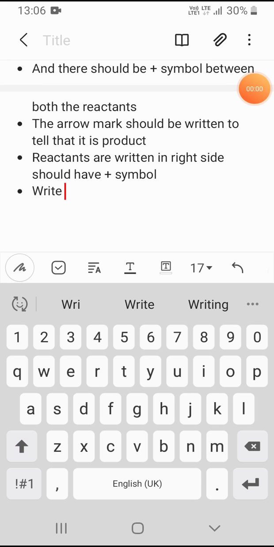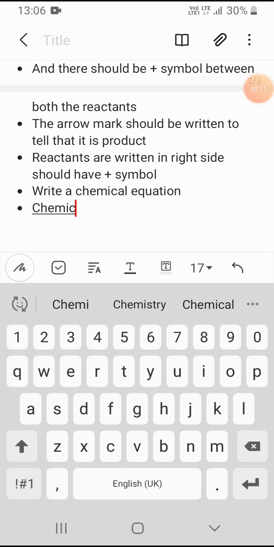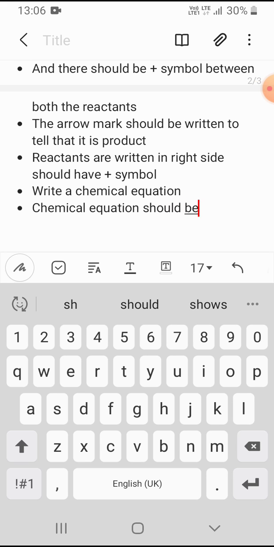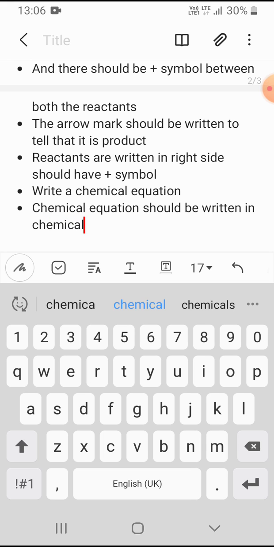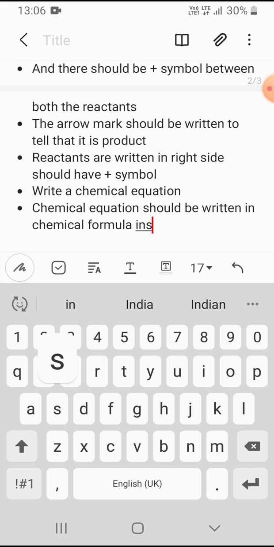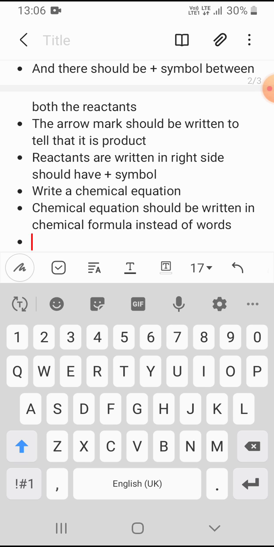This next topic is writing a chemical equation. About a chemical equation, let's know about that. A chemical equation should be written in chemical formulas instead of words. Instead of writing in words, we can write it in chemical formulas, like Mg for magnesium, Fe, like that.